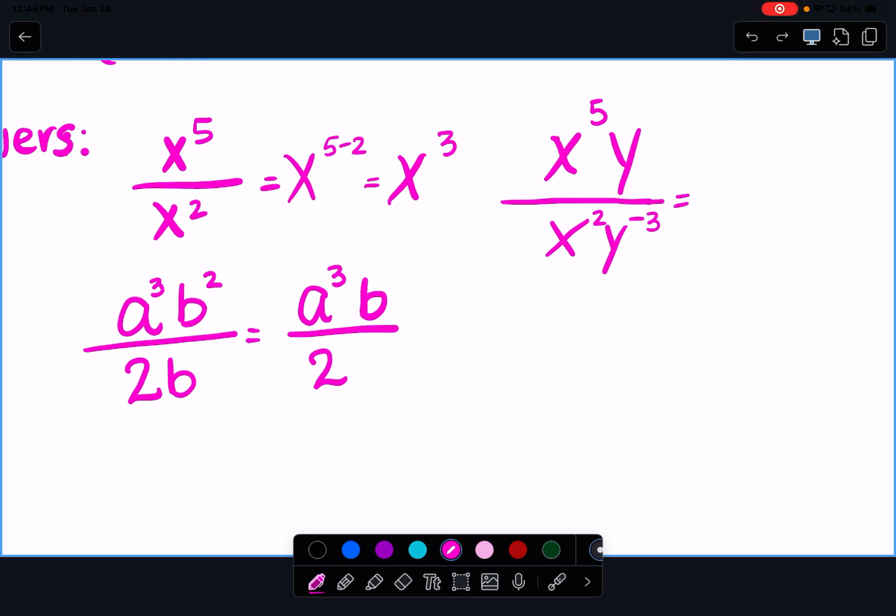Okay, for this one. So for the x's, it's like saying x to the 5 minus 2. And then for y, it would be y to the what? 1 minus negative 3. What is 5 minus 2? So x to the 3rd. And then what happens when you subtract a negative number? And so you get y to the, and that's our answer for that one.